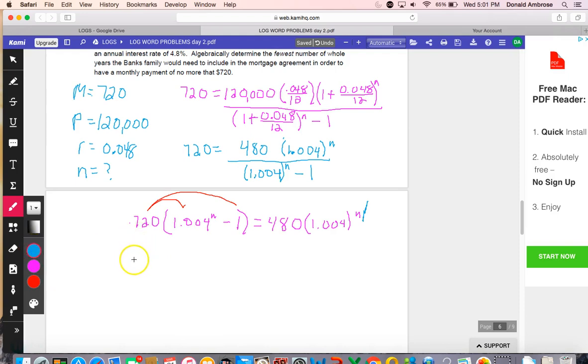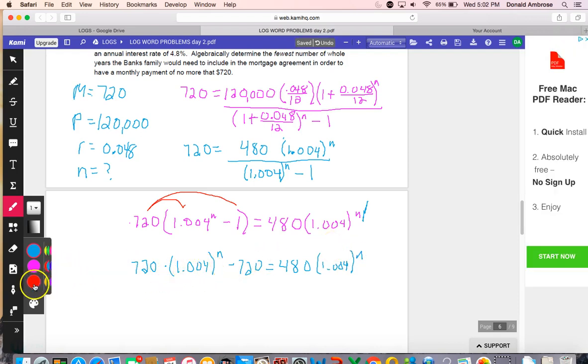So doing that next, I would have 720 times 1.004 to the nth power. You'll notice that I'm not multiplying the 720 to the 1.004 because by order of operations, I have to take 1.004 and raise that to the nth power first before we can multiply by 720. So I just leave it as is. And then 720 times negative 1 is just minus 720. This is still going to equal the right-hand side of 480 times 1.004 to the nth power.